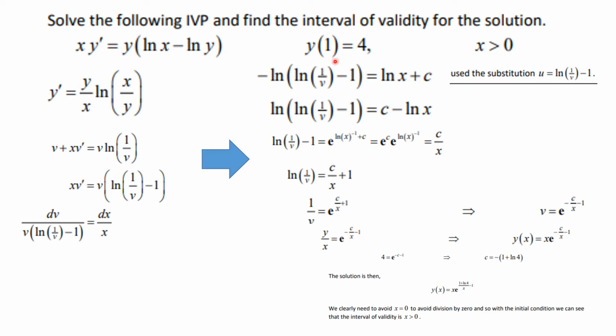We'll use our initial condition, when x is 1, y is 4, to find out what c is. And so the solution then is y of x is equal to this expression. We clearly need to avoid x equal to 0, so either it's x greater than 0 or x less than 0. The initial condition tells us it's x is greater than 0.